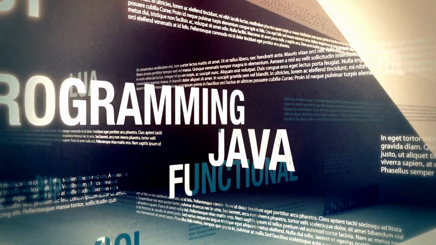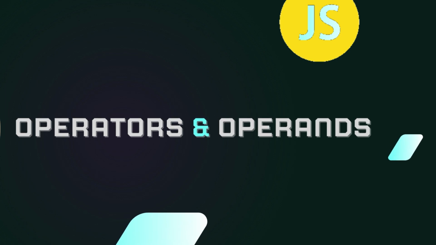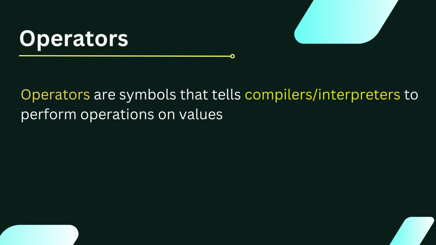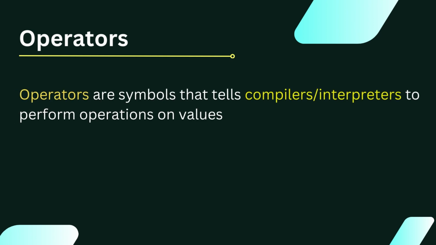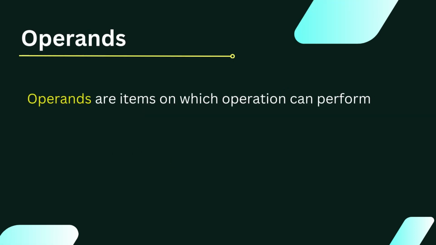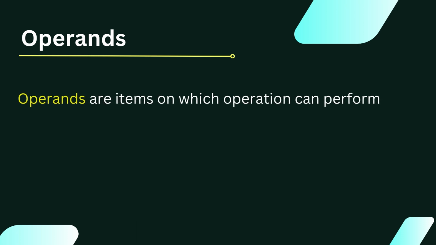If you take any programming language, we generally use these two terms, operators and operands. Operators are symbols which tell compilers or interpreters to do some particular operations on given values. Here plus, minus, multiplication, and logical AND and OR we call operators. Operands are items on which we are performing operations with operators.